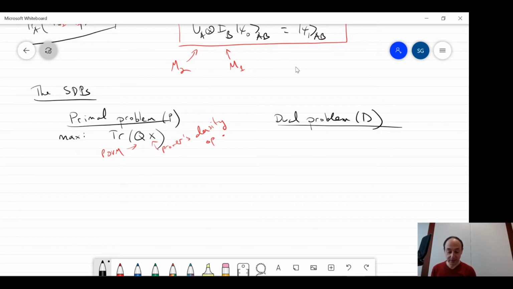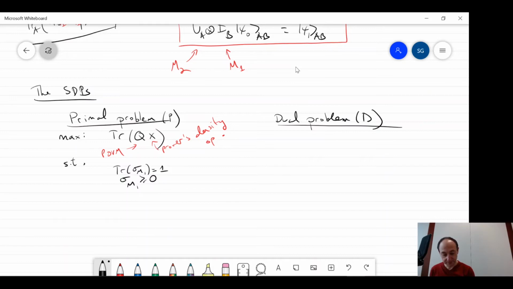And what are the constraints? Subject to what constraints? Well, of course, the first state you commit should be a density operator. So sigma on M1 should be positive. It should also have trace 1. So that's the density operator.